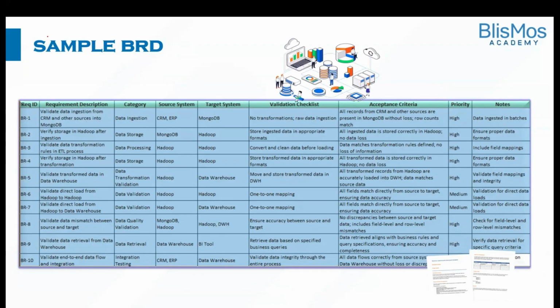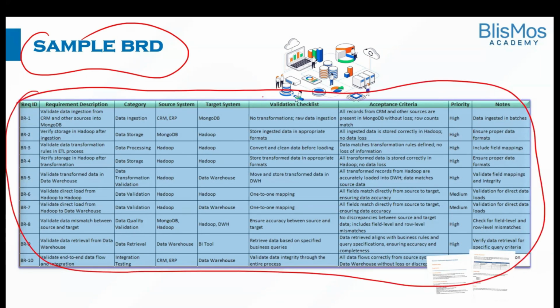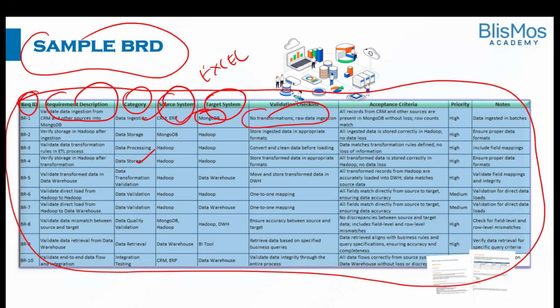One of the sample big data requirement documents would look like this. As I already indicated, the format may differ. In this case, we are specifying it in an Excel format, but you may get this in a document format. We have a requirement ID, requirement description, category, whether it is data ingestion or storage, and we have a source system and target system. Source is where the data is passed from, and target is where the data is loaded into. Then the different validations you have to check, the acceptance criteria, whether the priority is high, and any other notes. This is how a sample big data requirement document would look.